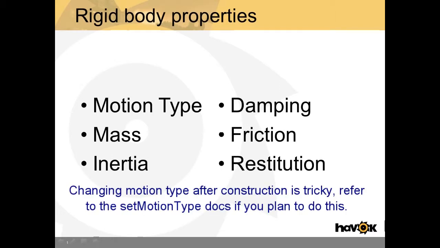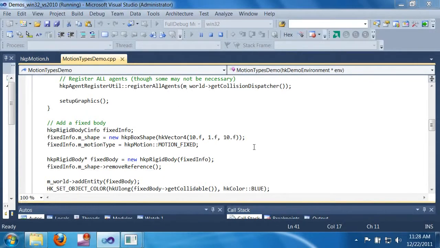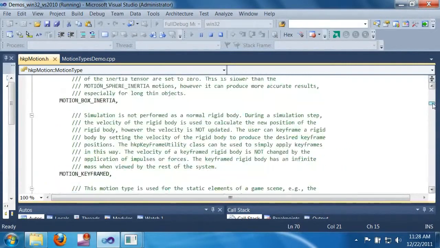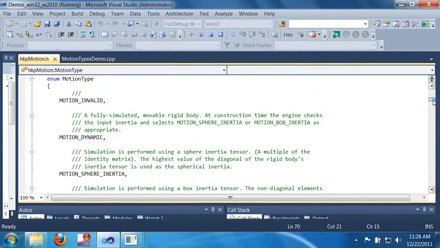Each of these properties can be passed to the rigid body constructor in HKP rigid body cinfo, and can also be changed with a setter function on the HKP rigid body. I'll start with motion type, which determines how the body is integrated. This line of code sets the motion type for a rigid body, and if we take a look at this enumeration, you can see there's several different options, but most of the time, there's only three of these that you really have to think about, which are dynamic, fixed, and keyframed.